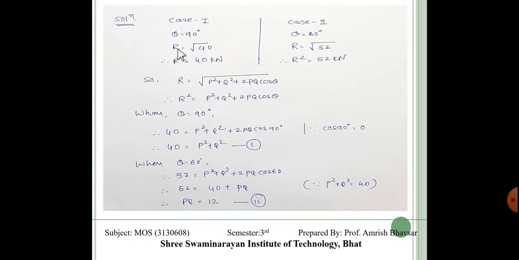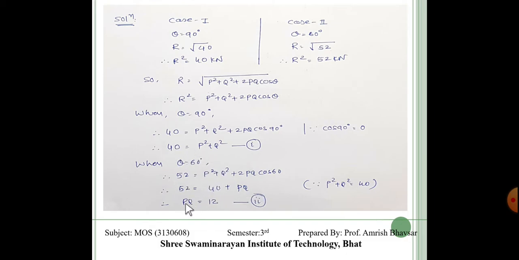Now for case 1, theta is equal to 90 degree. Put the values of theta and R in this equation. So we will get 40 is equal to P square plus Q square plus 2 PQ cos 90, but cos 90 is equal to 0. So P square plus Q square is equal to 40, that is equation number 1. But when we put theta is equal to 60 degree, then we will get 52 is equal to P square plus Q square plus 2 PQ cos 60, but P square plus Q square is equal to 40, that we have just derived. So put that value in the equation.